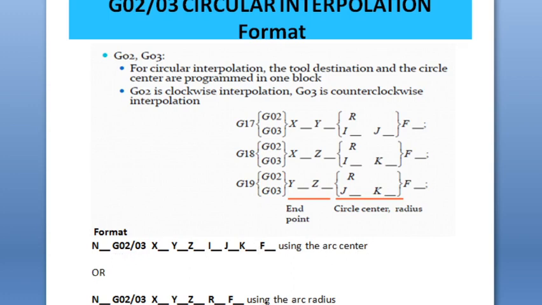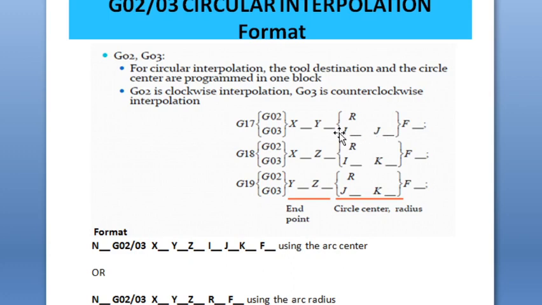Then one more format uses the radius of the arc: X, Y, Z, and we provide the radius of the arc. Instead of giving I, J, K, we can use the radius of the arc. We can use both the formats for making the arc. I, J, K for the center of the arc, R for the radius of the arc. There are two formats used in circular interpolation. G02 for clockwise directional arc, G03 for counterclockwise directional arc.